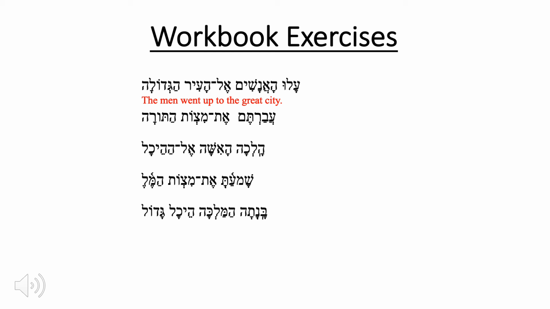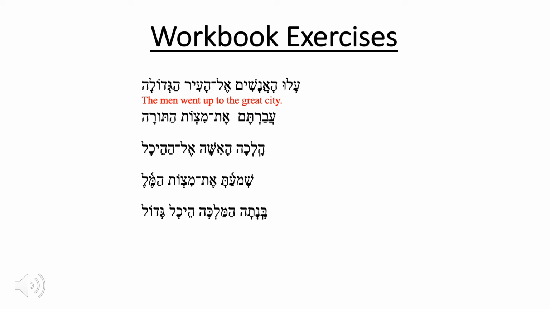The phrase begins with a verb, 'alu. They went up. Third common plural marked by the shureq. This is from 'alah with a hey, but the hey has dropped before the shureq. They went up. We then have the subject, ha'anashim, the men. The men went up. And then we have a phrase indicating where they went up to.